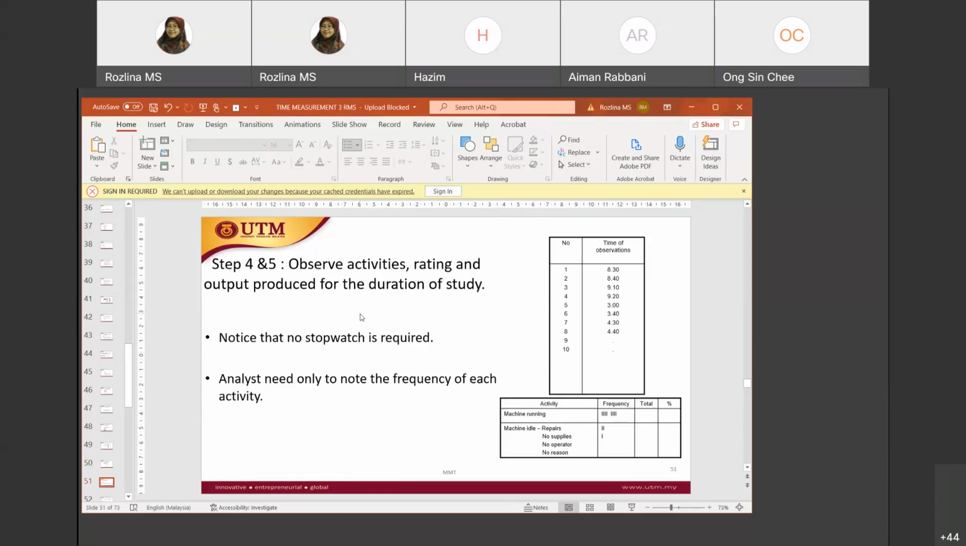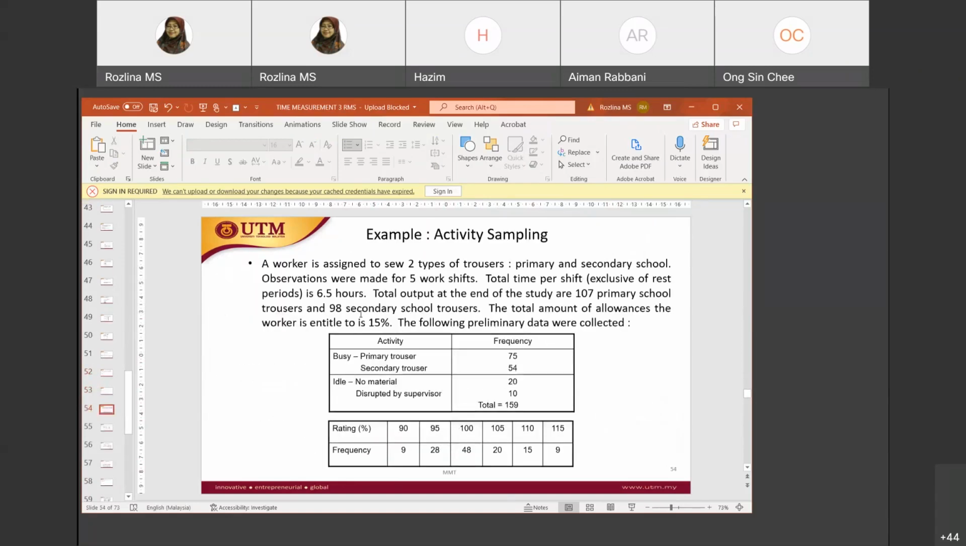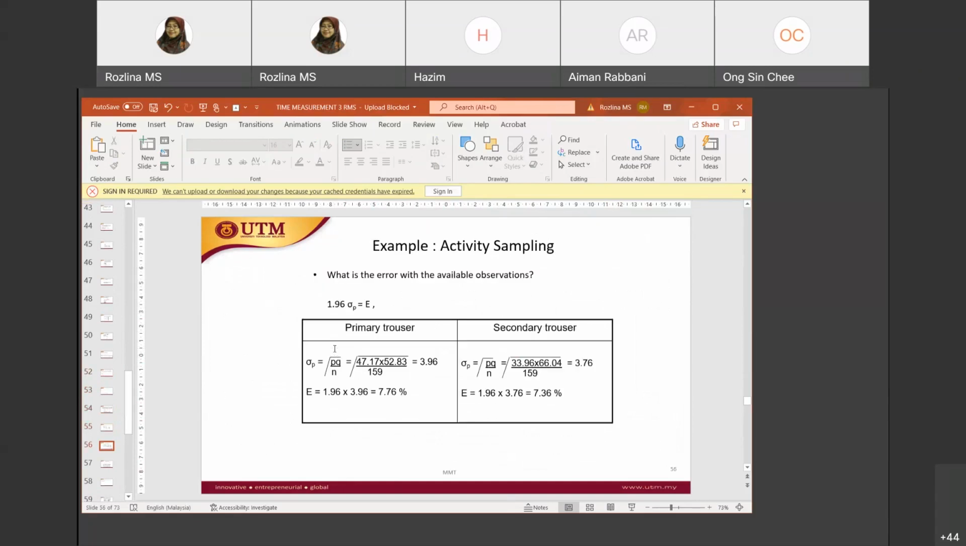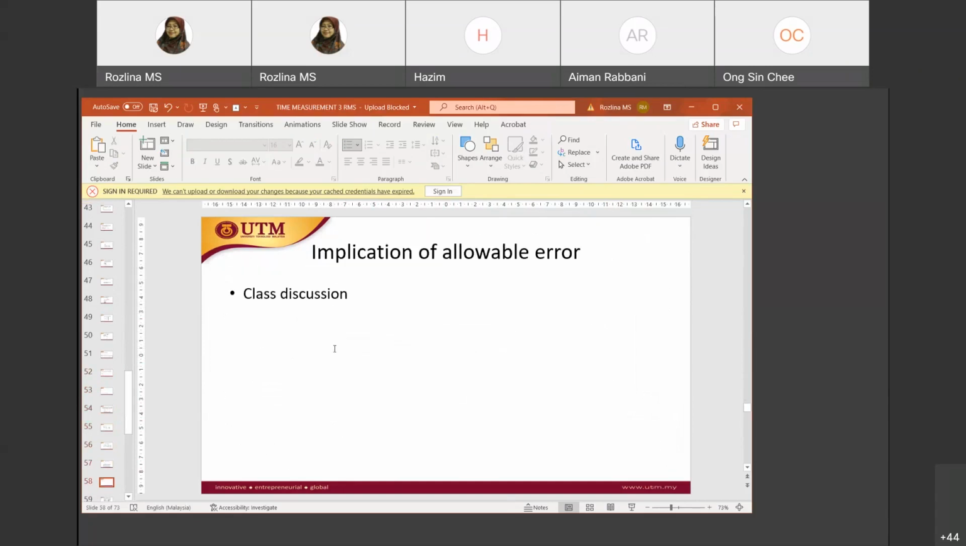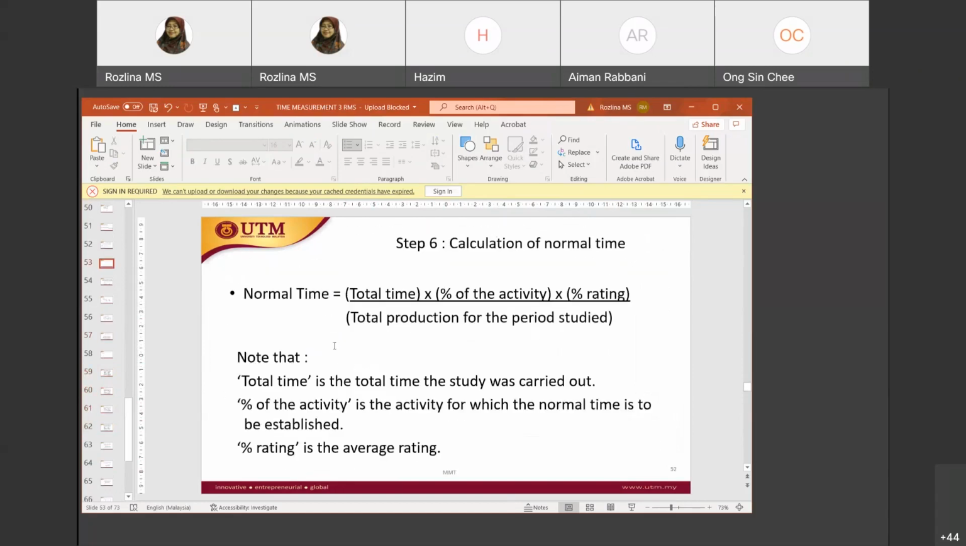Okay, calculation, normal time calculation. Then we go to this part for the last calculation. Just read it. Okay, go to the handphone.